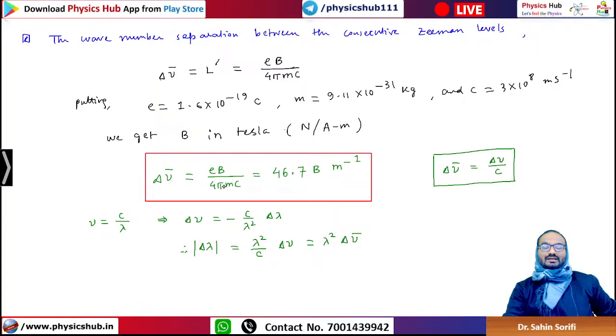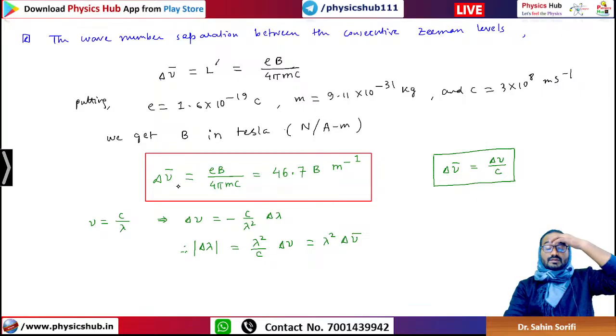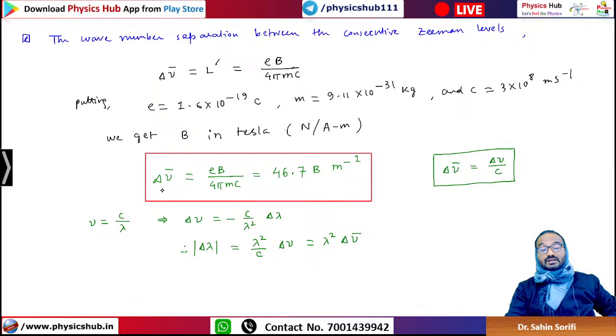Look, delta nu bar is equal to EB by 4 pi MC. I am not writing another formula, because if you know delta nu bar, you can easily calculate delta nu. If it is given in terms of hertz, you will multiply delta nu bar by C, that is delta nu. Sometimes you may get confused about the formula of delta nu and delta nu bar, whether it is EB by 4 pi m or EB by 4 pi MC. I personally felt this problem. That is why I am telling you, just remember one formula, delta nu bar is equal to EB by 4 pi MC. When you need to calculate delta nu, you just multiply by C.